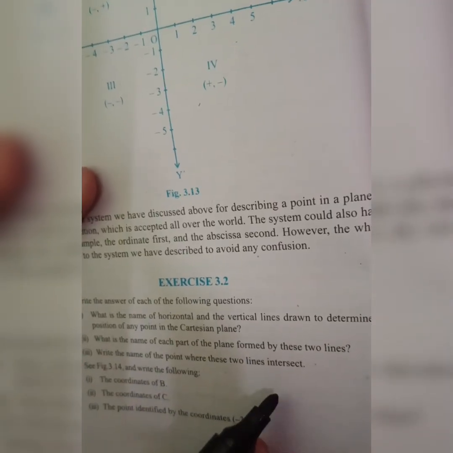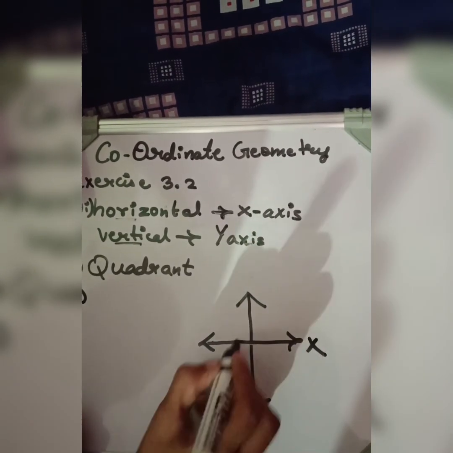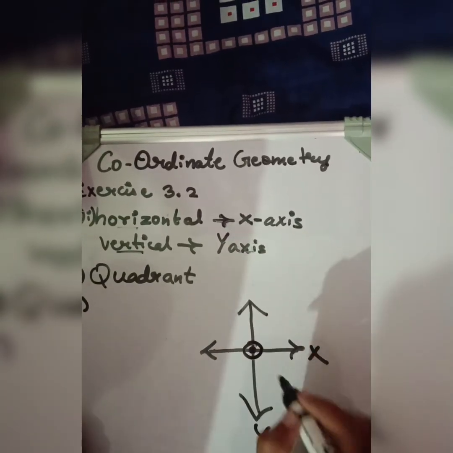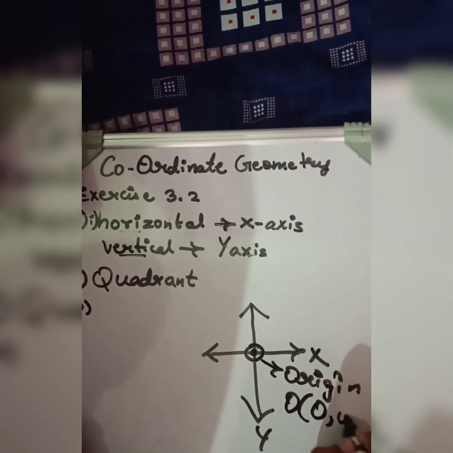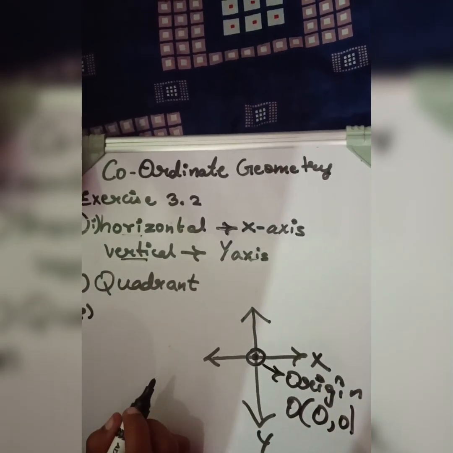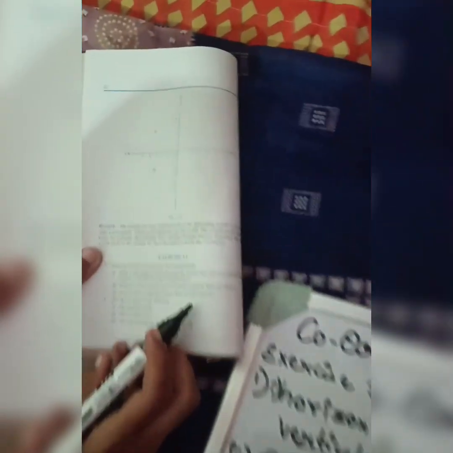Third question. Write the name of the point where two lines intersect. In this question, they are asking what this point is known as when these two lines intersect. It is known as origin. It is denoted by (0, 0). So the answer for this question is: origin is the name of the point where these two lines intersect. Origin.